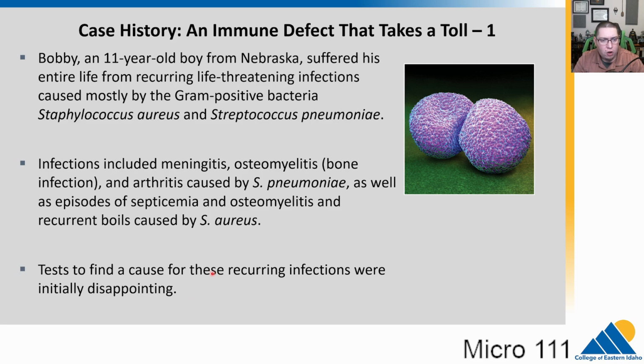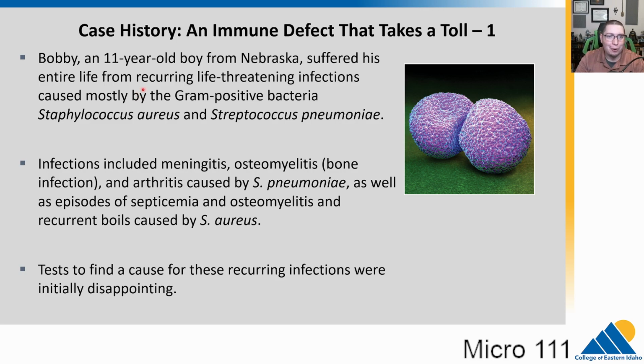All right, we're going to start with a case study, and then we'll talk about what's actually occurring in here. So we have Bobby. He's 11 years old, from Nebraska, and his entire life he's had recurring life-threatening infections, mostly caused by gram-positive Staphylococcus aureus and Streptococcus pneumoniae.